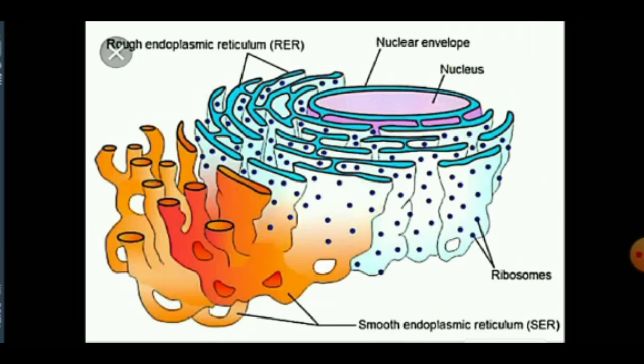SER, smooth endoplasmic reticulum. Its surface is smooth because it has no ribosomes attached to it. Its function is to metabolize lipid, to transport material from one part of the cell to another, and the detoxification of harmful chemicals.